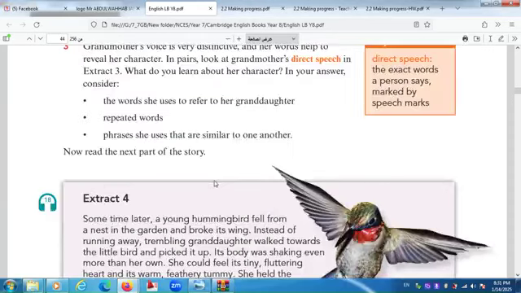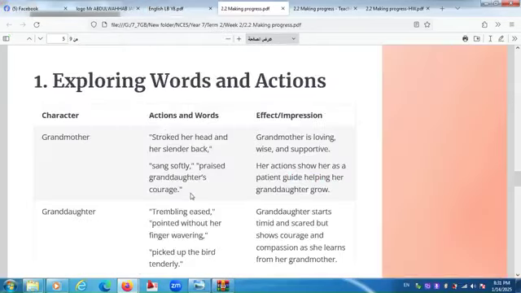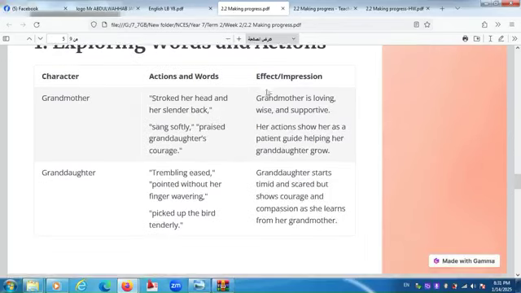So going back to the questions, I have words and actions. It was revealed about the grandmother's character and the granddaughter's. And we need to contrast between the two actions and the two words. Remember that the granddaughter is becoming better. So, the grandmother stroked her head and her slender back and sang softly, praised the granddaughter's courage. The effect or the impression: the grandmother is loving, is wise, is supportive.